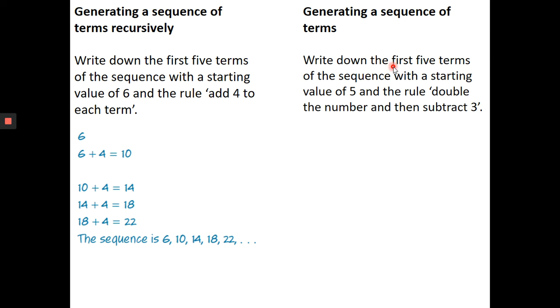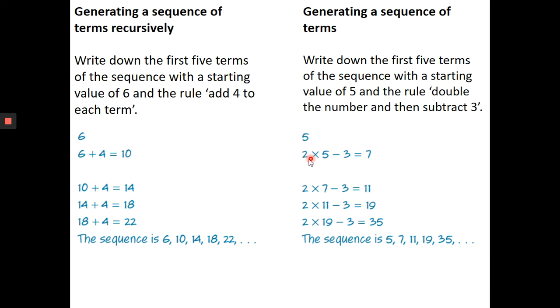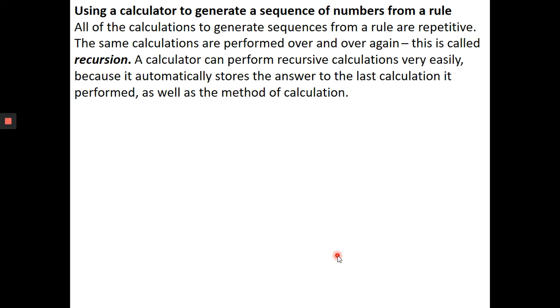Here's another one. Write down the first 5 terms of the sequence with a starting value of 5 and the rule double the number, then subtract 3. So double the number, subtract 3. 7 becomes our new number. So double it, take away 3. That becomes our new number. Double it, take away 3. So there's the sequence there. Doesn't get much easier than this.